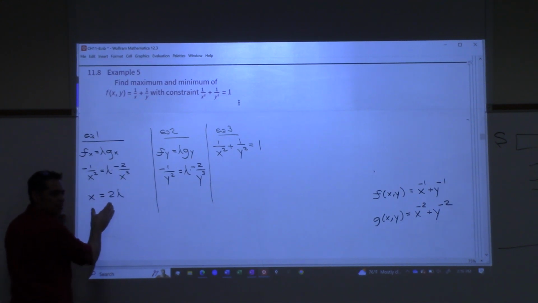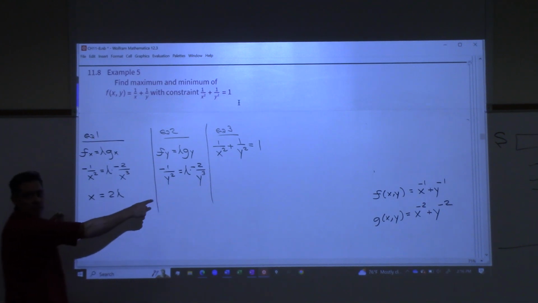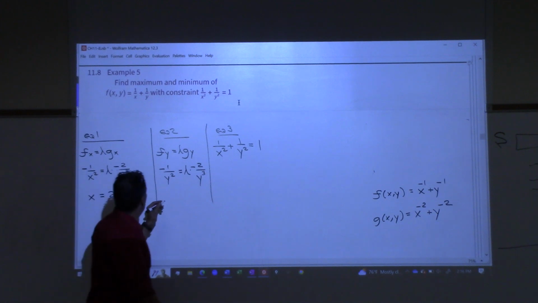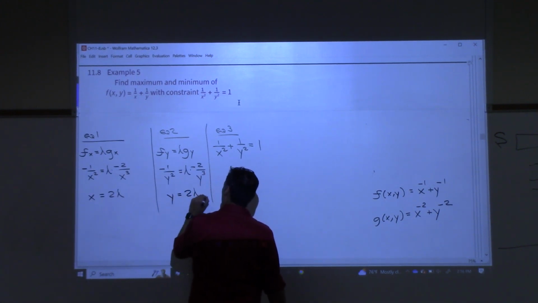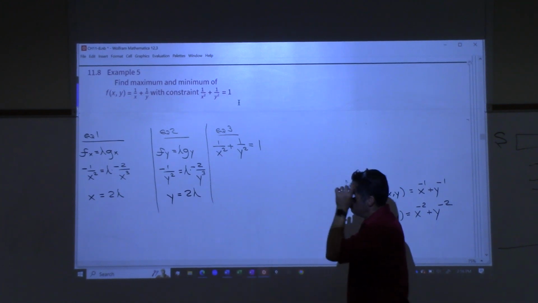So we good there? This one, same thing, because y can't be 0 as well from the domain. So I know that y equals 2 lambda. Oh man, could this have been any cleaner? Wow.